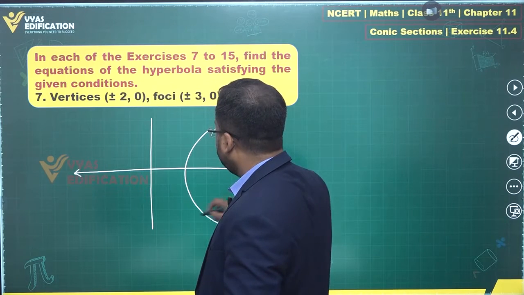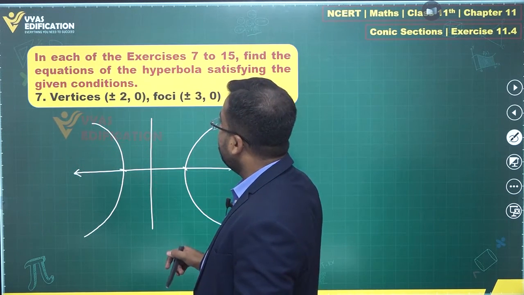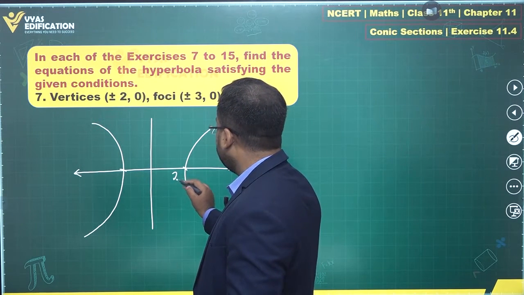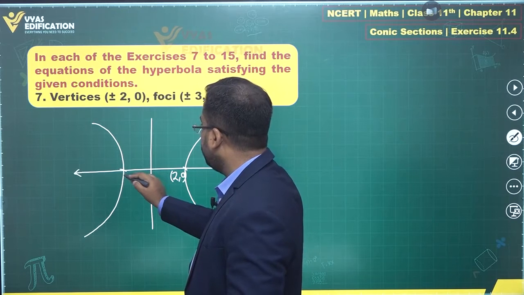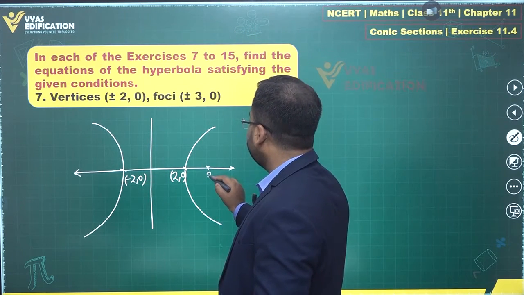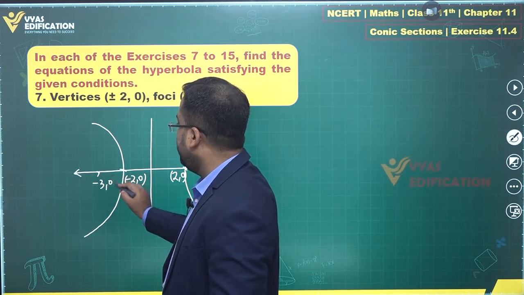And let's draw the diagram first. The first thing that we'll do is draw the diagram. So what do we have? Vertices at (2, 0). So this particular point will be (2, 0). Similarly, this particular point will be (-2, 0). Foci at (3, 0) and (-3, 0). This is what you'll have, right?